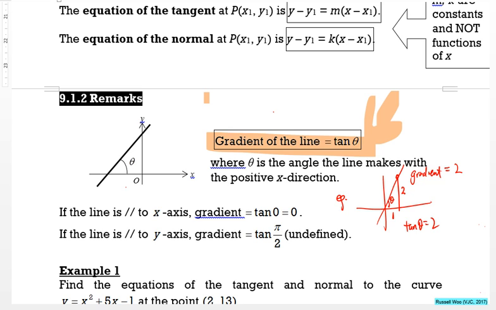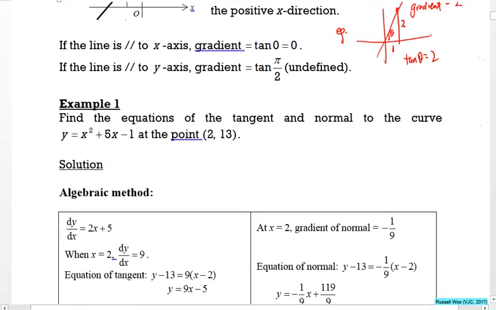But what if it is parallel? If it's parallel to the x-axis, that means a horizontal line like that. Obviously, gradient is 0. If it's a vertical line, gradient is undefined. Make sense?